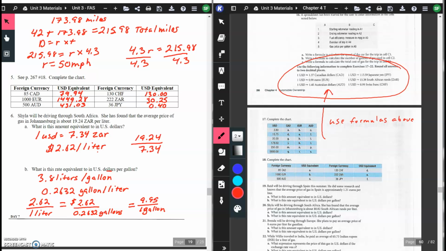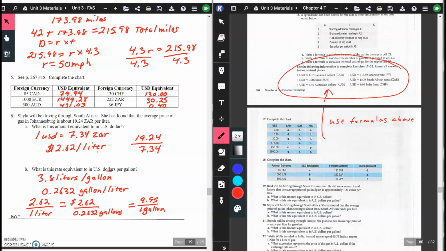Question 6. Sheila will be driving through South Africa. She has found the average price of gas in Johannesburg is about 19.24 South African rands per liter. What is the amount equivalent in US dollars?